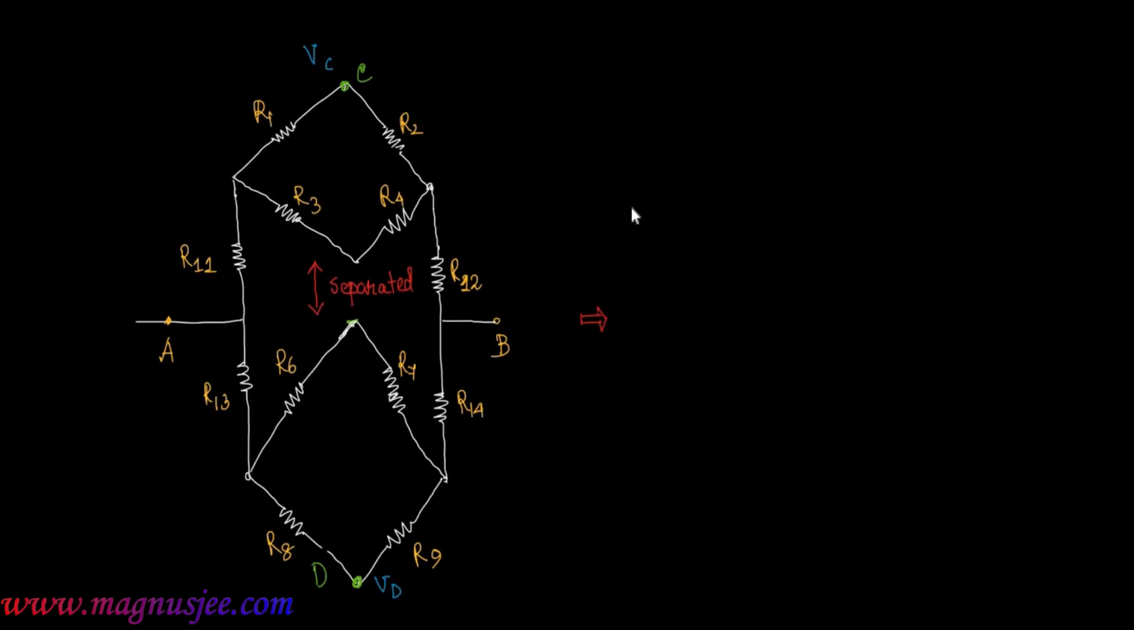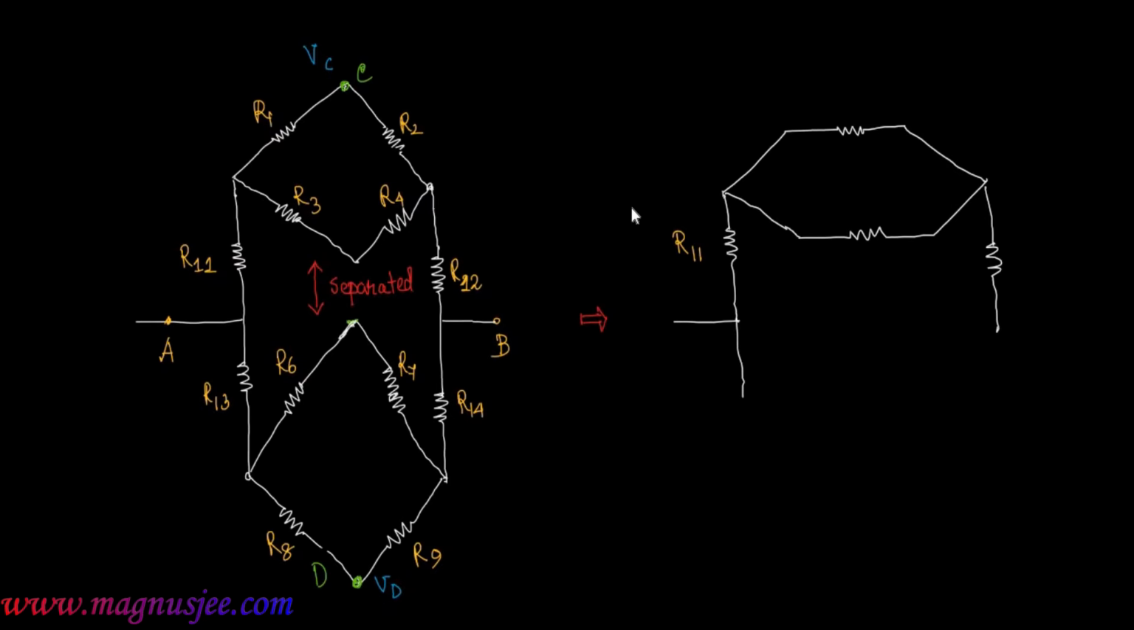Now the two parts or two loops containing the resistors R1, R2, R3, R4 and R6, R7, R8, R9 are separated from each other at the point G, and the modified circuit diagram is shown in the figure. Here R1 and R2 are connected in series combination, R3 and R4 are connected in series combination. Rs is the equivalent resistance of the series combination of two resistors R1, R2.